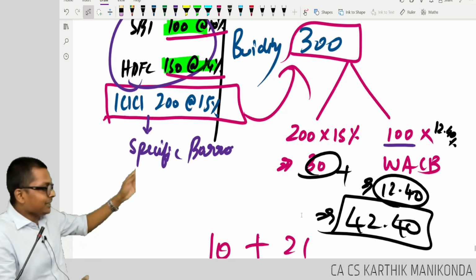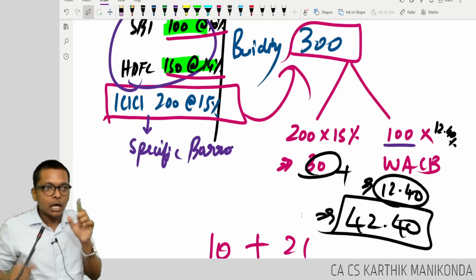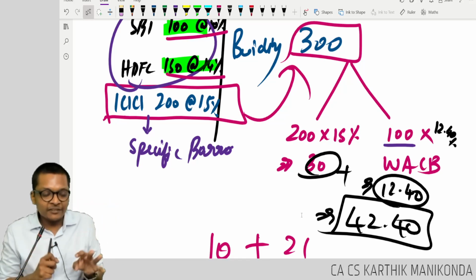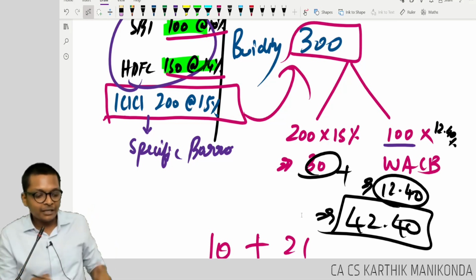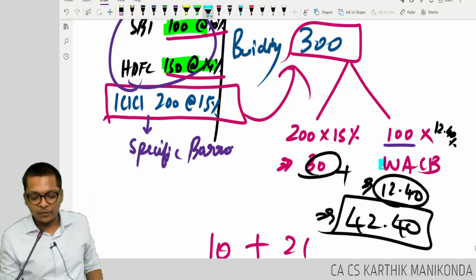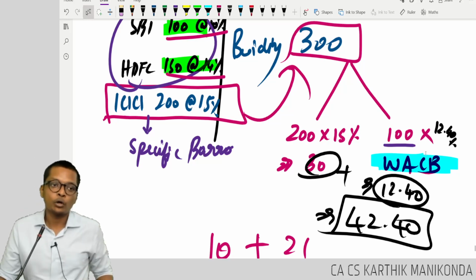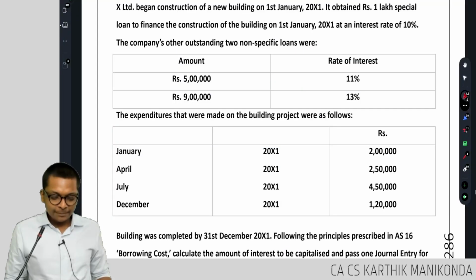So the 300 is split into two: how much is used from specific borrowing, and how much from general borrowing. For specific borrowing, that specific amount into the specific loan percentage. For general borrowing only, you have the additional step of computing the weighted average cost of borrowing. Are you following, guys? Clear? Understanding? Same thing is in our notes.